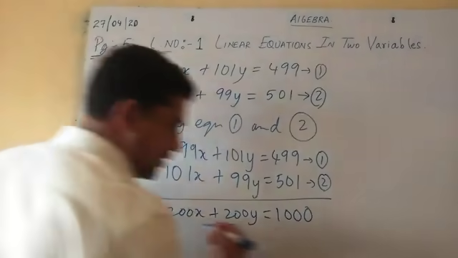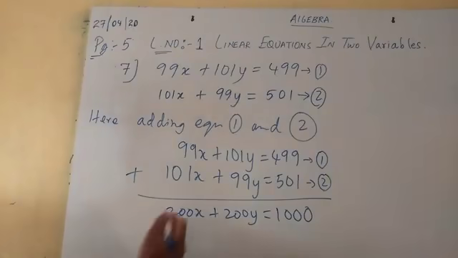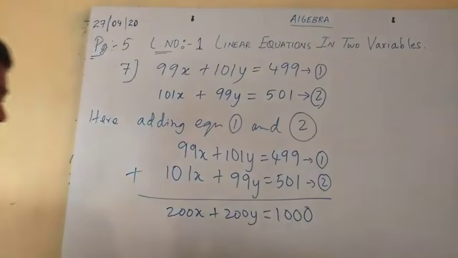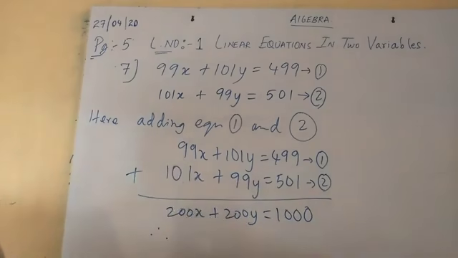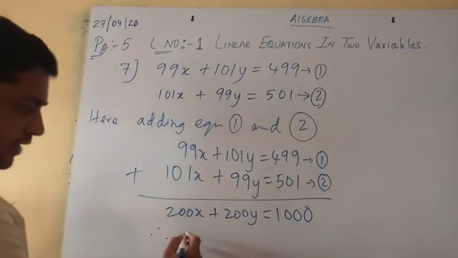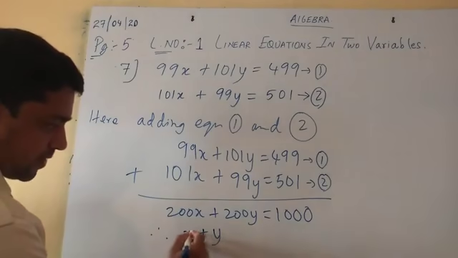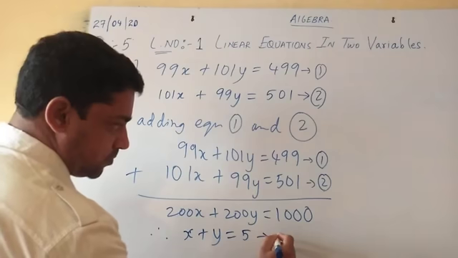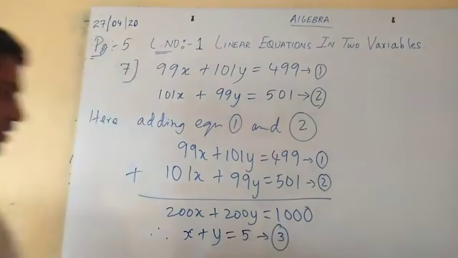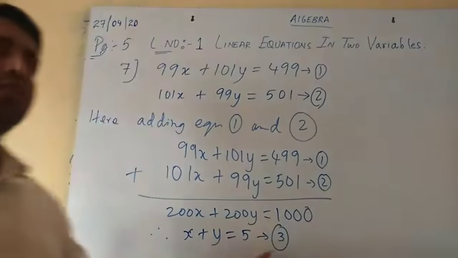You can see here that all the three terms are multiples of 200. So I can reduce this, I'll divide both sides of the equation by 200. So I'll get x plus y is equal to 5. Yes or no? This will be your equation number 3. That's it. That's what I told, it's a 4-step sum.